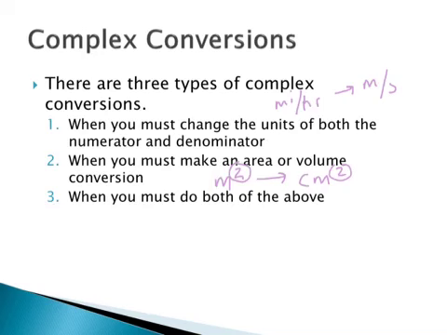Okay, and then lastly is a combination of both numbers 1 and 2. Is changing both the numerator and denominator, but also changing from a square to a square or a cube to a cube. So doing both 1 and 2.